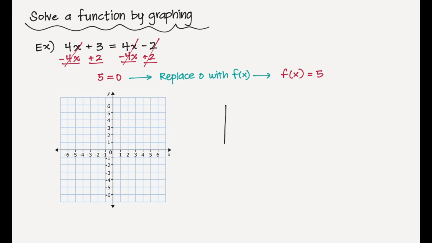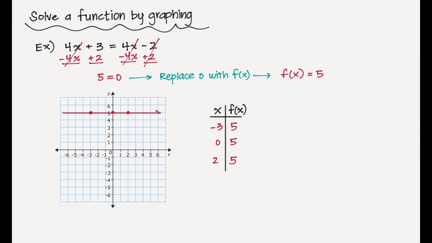Like we did before, let's go ahead and create a table, and let's choose some points to plug in for our x values. I'm going to pick just some random points. Negative 3, that is still going to equal 5. If I pick 0, that is also 5. If I pick 2, that is also 5. So every number that you pick for your x value, the y value is going to be 5. And when I connect all of those points, it is giving me a horizontal line.